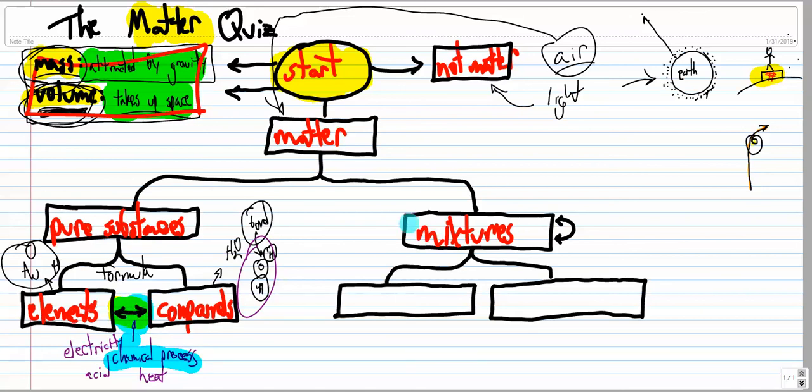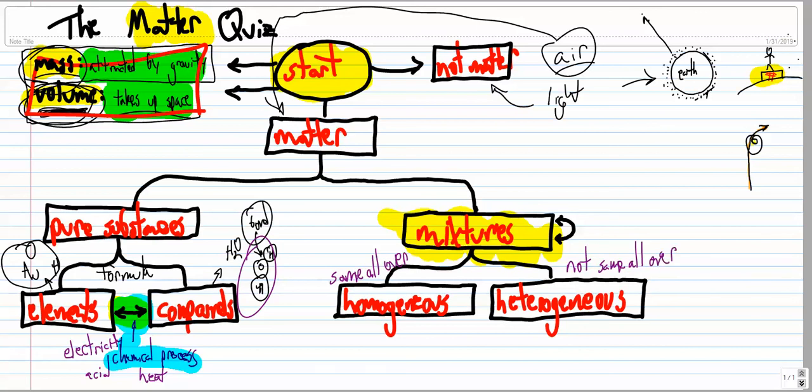So let's jump over to the mixture side here. What are the two categories of mixtures? One category is called homogeneous, and the other one is called heterogeneous. If something is homogeneous, then that means it is the same all over. If something is heterogeneous, that means it's not the same all over.